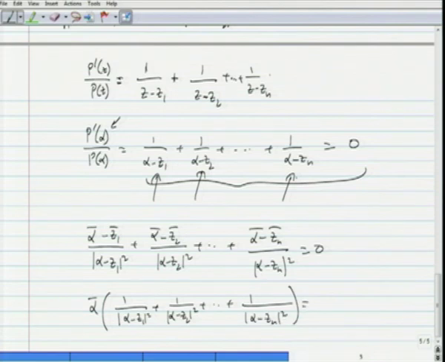And this is equal to, on the right hand side I will collect these terms, z1 bar divided by modulus of alpha minus z1 squared, etcetera. So, on the right hand side I get sigma, k equals 1 through n, of zk bar divided by the modulus of alpha minus zk squared.